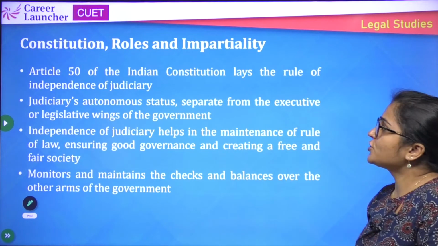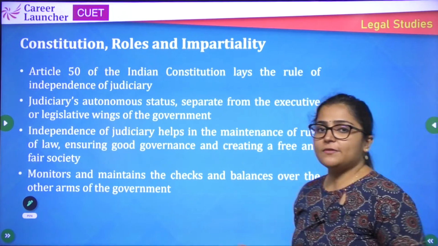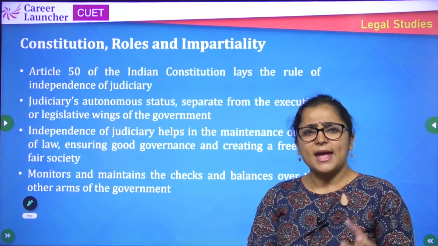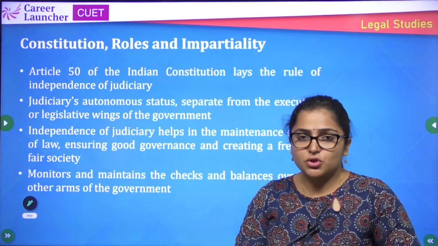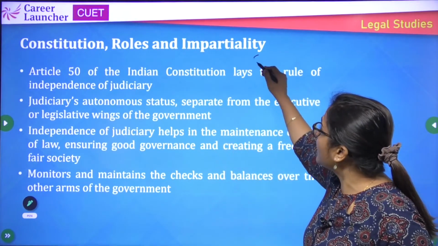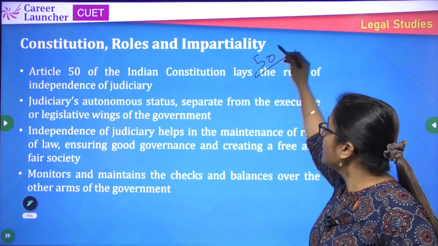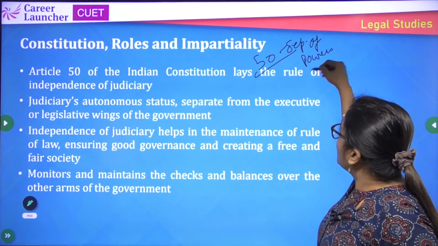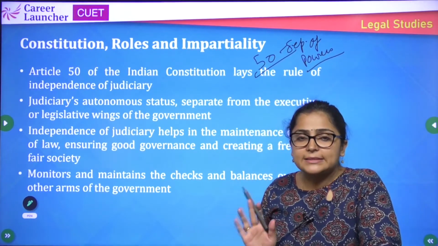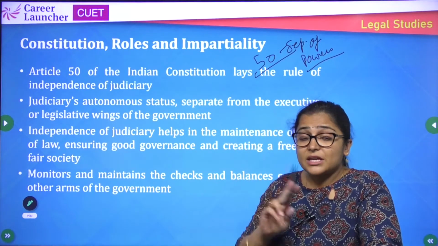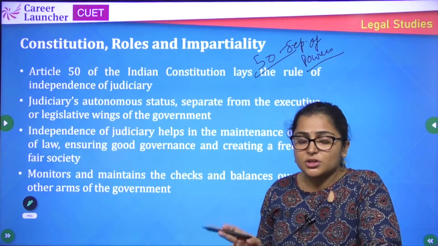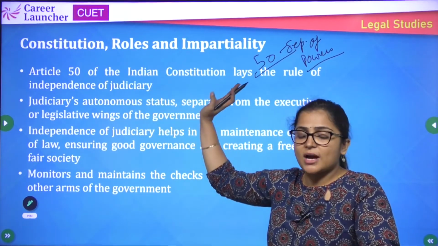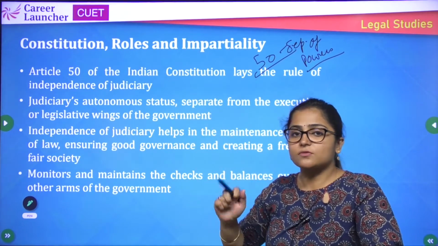Then constitution, roles and impartiality. Here, when we are talking about the judiciary, we also need to understand certain features of the judiciary and the position or the power which has been given to the judiciary under the constitution. One such important article is Article 50 of the constitution, which talks about separation of power, which says that legislature, executive and judiciary are three separate organs of the government. They shall not interfere in the working of each other. They shall work independently. If the judiciary starts making law, or the legislature starts giving judgments, there will be a kind of chaos which we have to avoid.